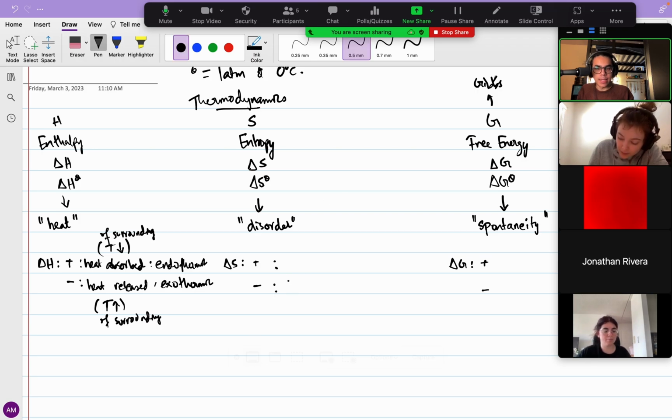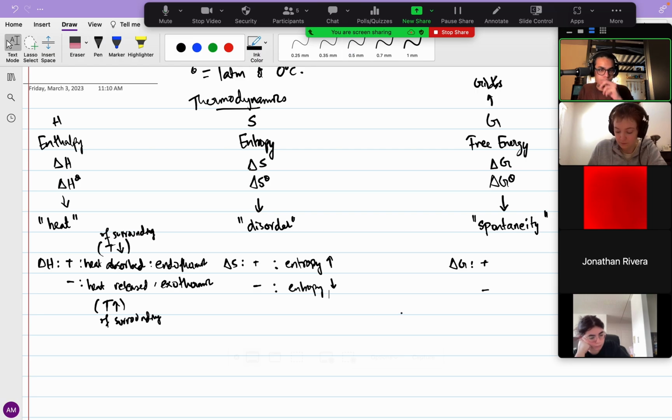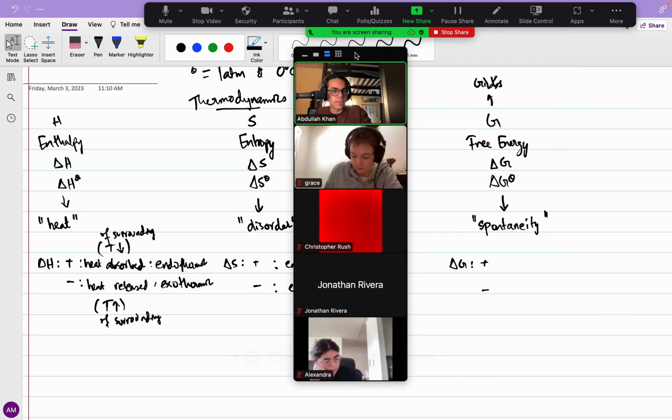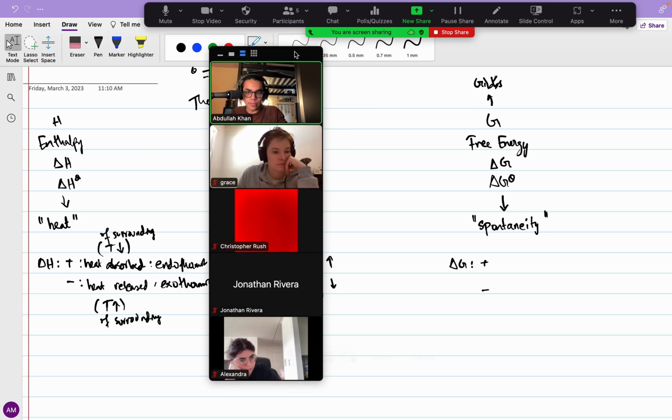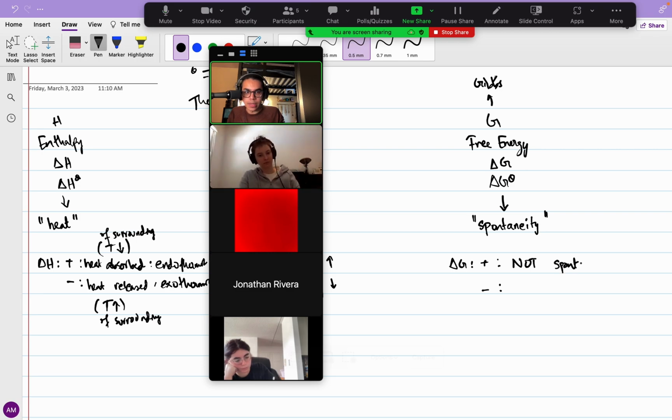Okay. With delta S, the signs follow what we expect. If it's positive, entropy increases. If it's negative, entropy decreases. And then lastly, with delta G, a positive delta G tells you that the reaction is not spontaneous. It needs extra help to get going. And negative if it is spontaneous.